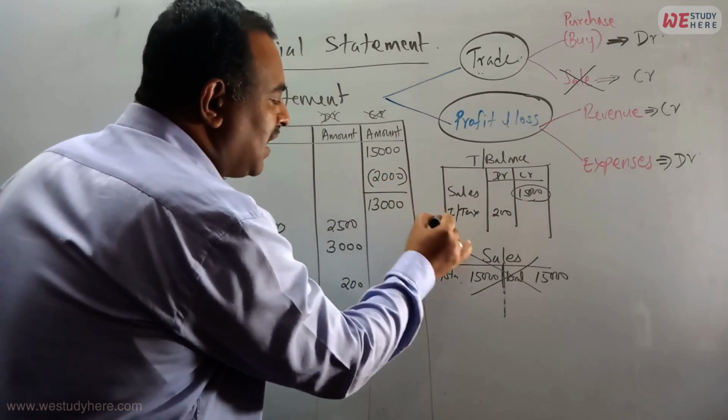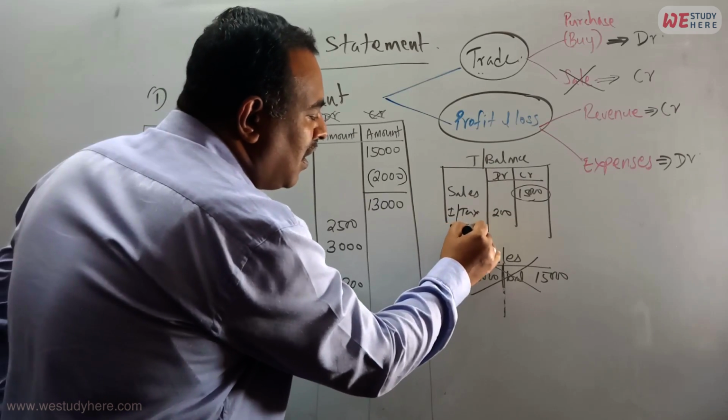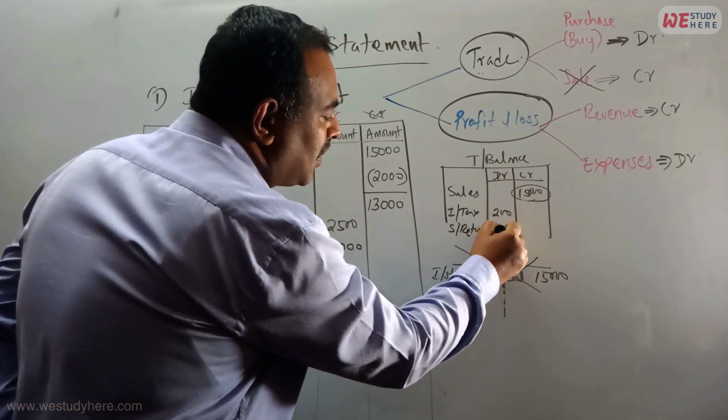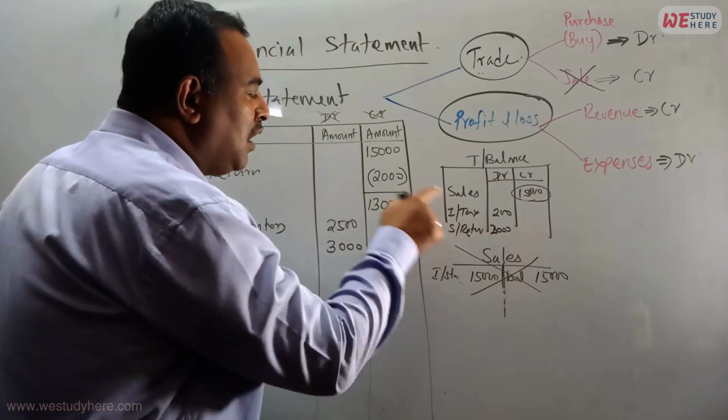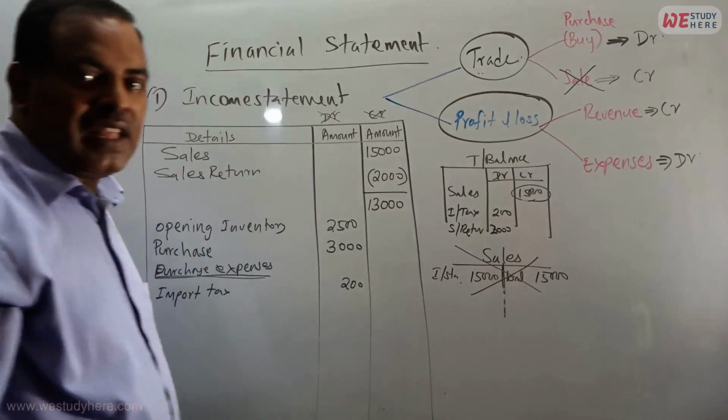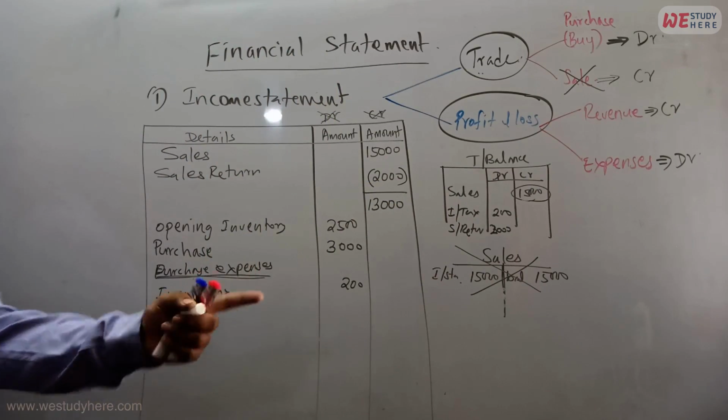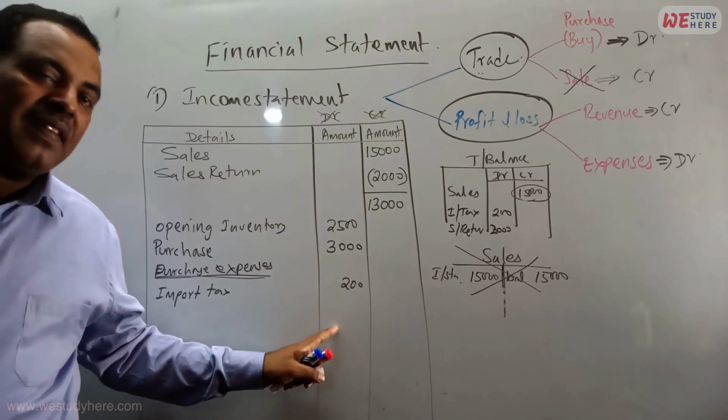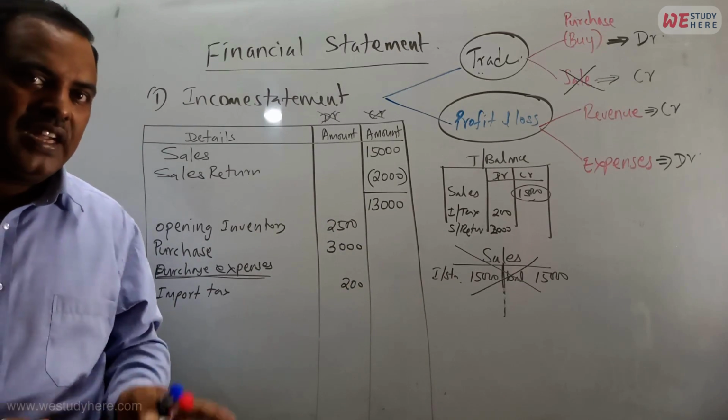Now see the sales return. Sales return here is on the debit side, 2,000. But what we did, when you are putting it to the credit side, we just minus it. If there is any credit balance and you are keeping it on the debit side, what will we do? We have to minus it. Understood? That is the concept.